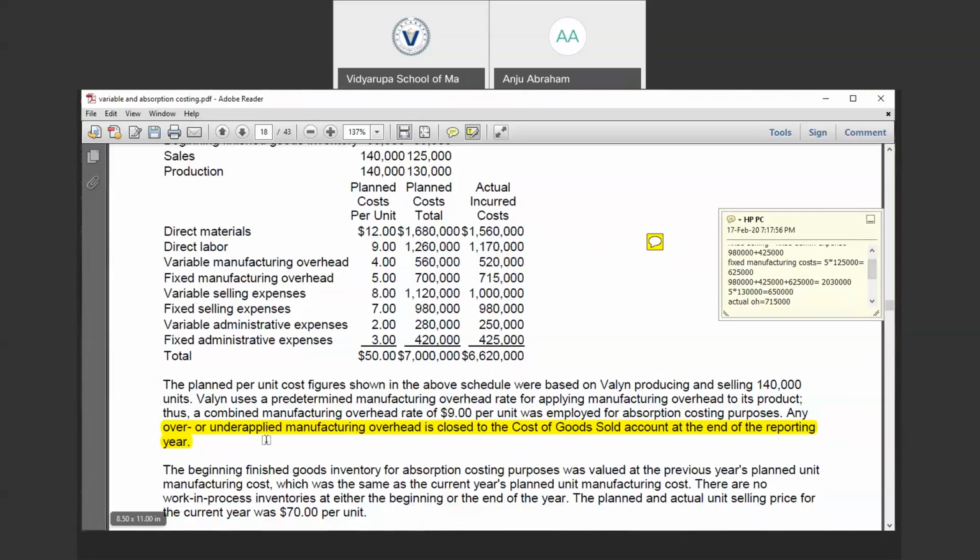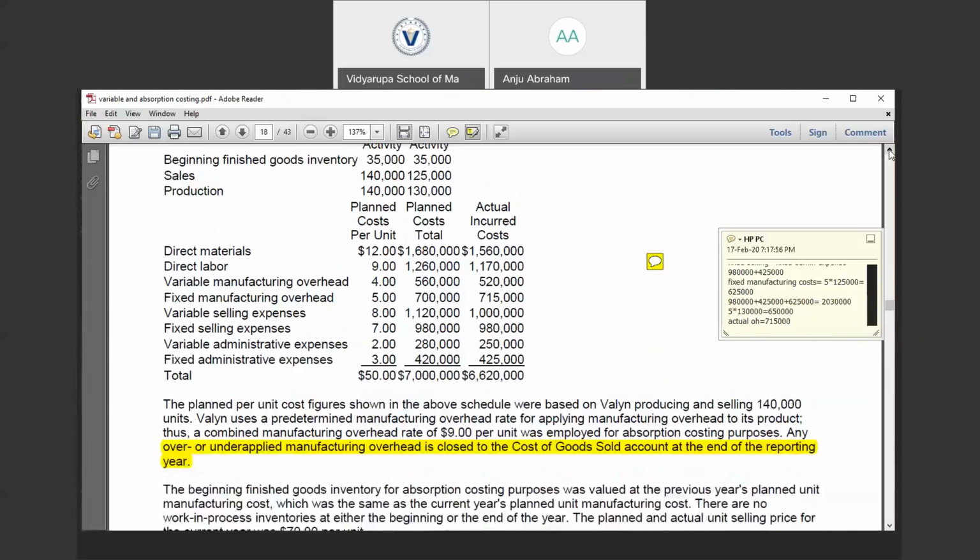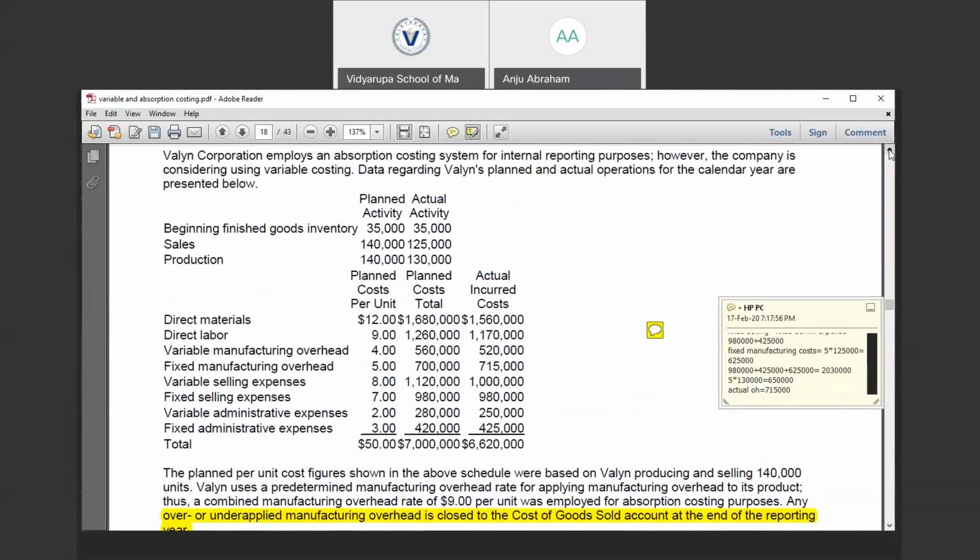You should give special attention to certain points like this. Especially in case of absorption costing, you need to check whether there is underapplied or overapplied overhead. In most cases, this will be charged to cost of goods sold if it is immaterial, based on materiality. If it is material, it will be prorated among finished goods, cost of goods sold and work in process inventory. So you need to give special attention to certain details. Okay, can I move forward?